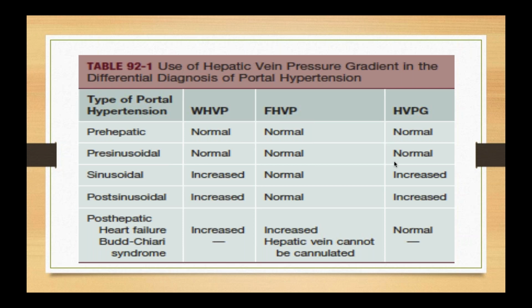But sometimes when the cause of cirrhosis or portal hypertension is not known, you can measure the HVPG. We can also do a transjugular liver biopsy many times while doing the HVPG. So when both things are planned, you can do it. In prehepatic portal hypertension, HVPG is normal. Pre-sinusoidal also it will be normal. Sinusoidal, the wedge hepatic vein pressure is increased, so HVPG will be increased. Post-sinusoidal also it will be increased, but post-hepatic both are increased, so it will be normal.